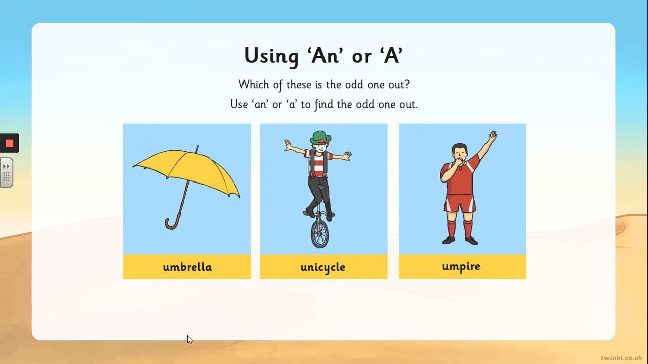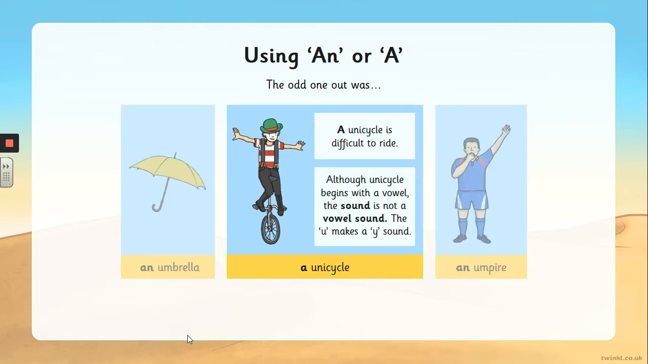Okay, hopefully you're ready to take a look. So let's have a look which one our odd one out was. The odd one out was a unicycle, because an umbrella and an umpire both start with the same vowel sound, whereas a unicycle starts with the Y sound. So it doesn't have the same vowel sound. So a unicycle is difficult to ride. Although unicycle begins with a vowel, the sound is not a vowel sound. The U makes a Y sound. Okay, so it sounds more like a Y, like yoo.